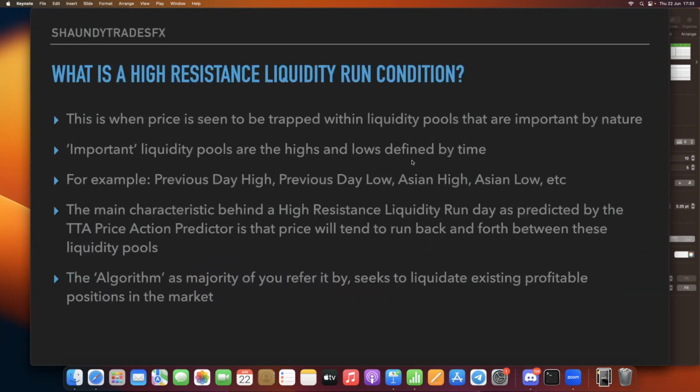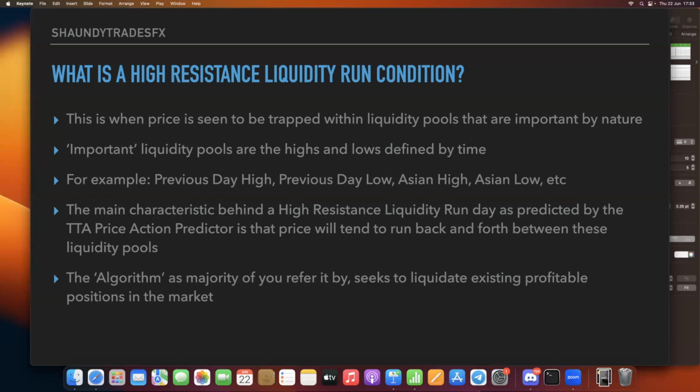What is a high resistance liquidity run condition? As per the way I define it, it is not a liquidity pool. It is a price action condition. It's a state of delivery. This is when price is seen to be trapped within liquidity pools that are important by nature. Important liquidity pools are the highs and lows defined by time, such as previous day high, previous day low, Asian high, Asian low, etc.